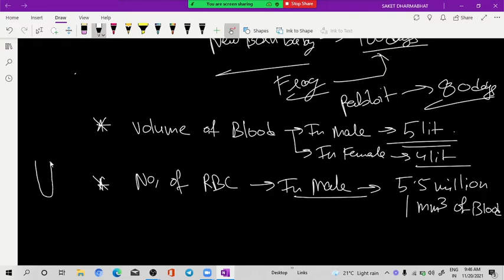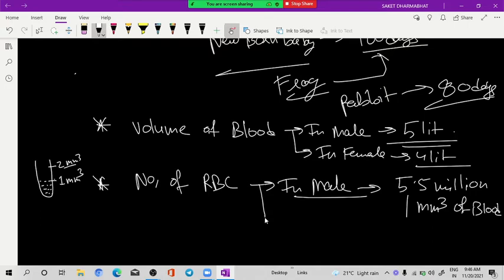Suppose one test tube is there. This point is representing 1 millimeter. Up to here, if anyone fills the blood, how many RBCs will be in this blood? So 1 millimeter cube is this level, and this is 2 millimeter cube. Up to here we have filled blood. In this blood, how many RBCs are there? So in male, it is 5.5 million.